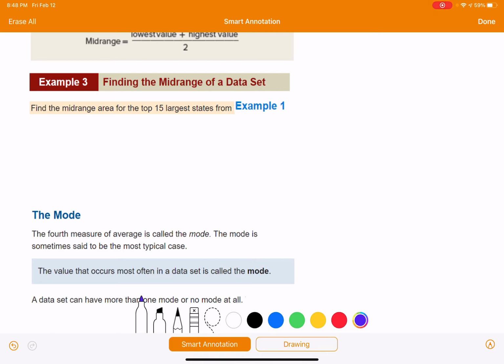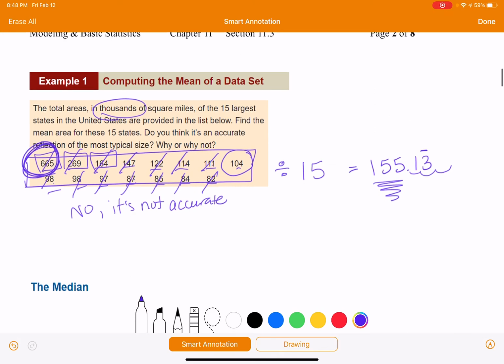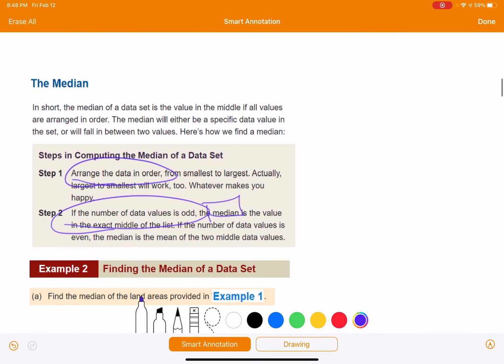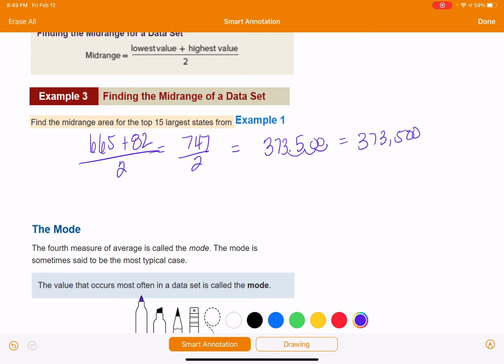Find the mid-range area for the top 15 largest states from example 1. So once again, we're going to take our largest and our smallest. So that's 665 and 82. And then we're going to divide by 2. 747 divided by 2 gives us 373.5, which if we multiply by 1,000. So the mid-range was about 373,500 square miles.